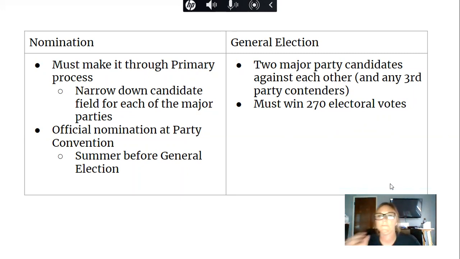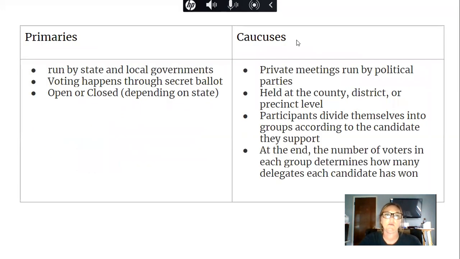And this is where most of the time, the two major contenders are the two major party candidates, a Republican and a Democrat. Third party candidates are also thrown in there as well, though they don't get a very large portion of the vote. And we know that in the general election, although we take a popular vote in November, the person who wins the electoral vote to have 270 or more is the person who will win the actual presidential election.